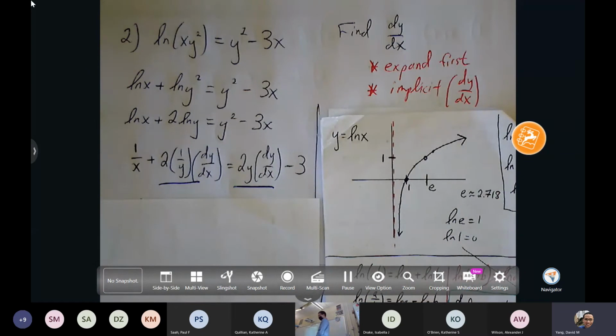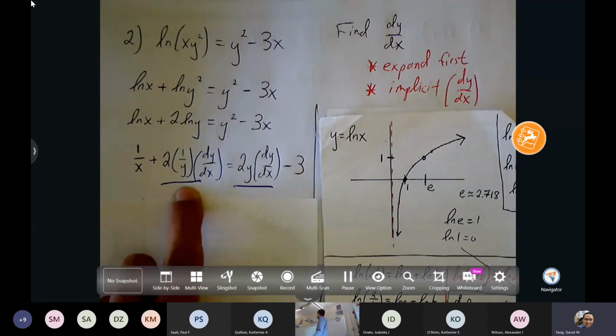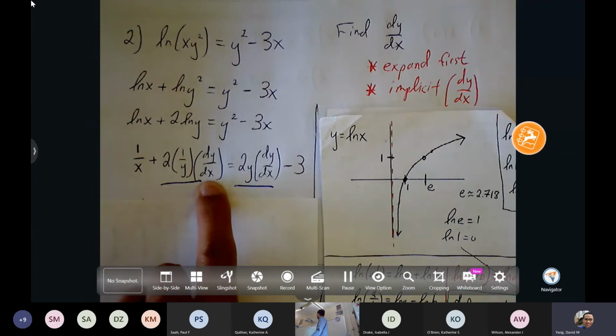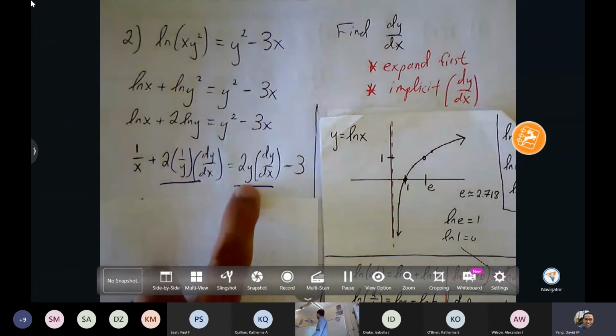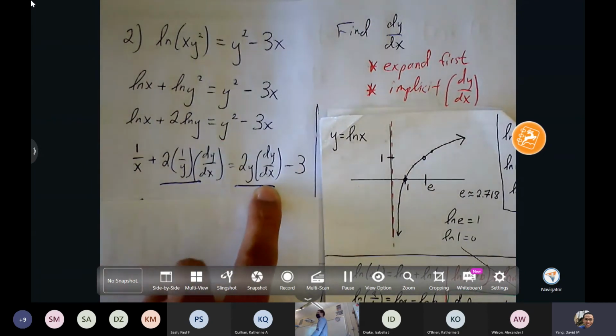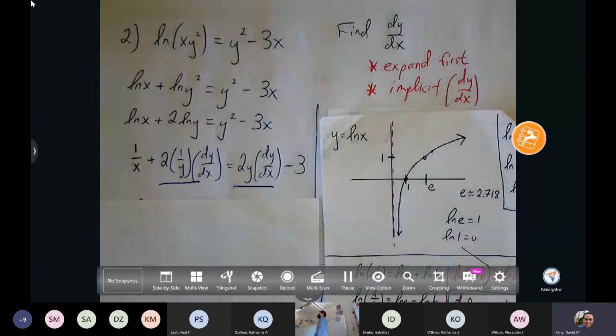U prime over u with the dy dx attached. Y squared is power rule, but with dy dx attached. Any questions so far?